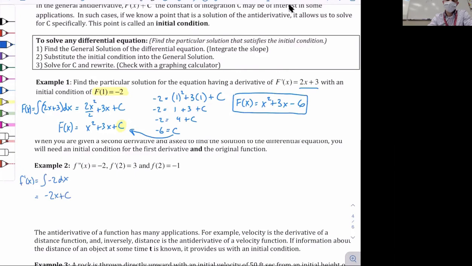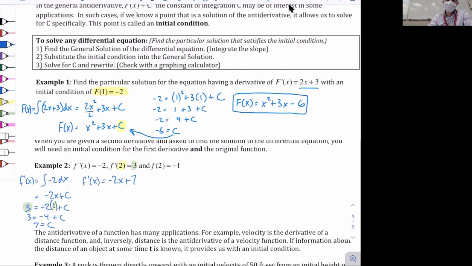Now we know f prime at 2 is equal to 3. So we would just say 3 equals -2x plus c. Oh, and we plug in our x value of 2 right there. Okay, so that 2 is coming from here. 3 is coming from here. So we have 3 equals -4 plus c, add 4. We get c equals 7. And so our derivative would be -2x plus 7.